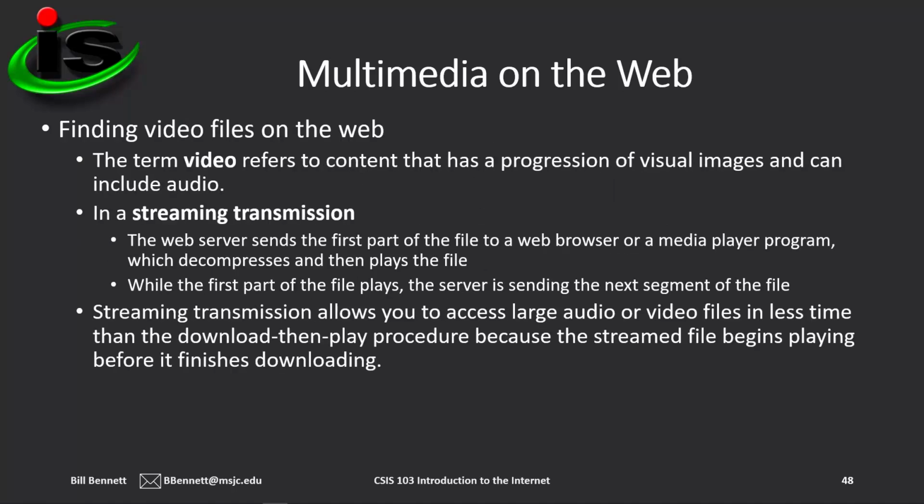Finding video files on the web. The term video refers to content that has a progression of visual images and can include audio. In streaming transmission, the web server sends the first part of the file to a web browser or a media player program, which decompresses and then plays the file. While the first part of the file plays, the server is sending the next segment of the file to the browser or the media player. Streaming transmission allows you to access large audio or video files in less time than the download then play procedure, because the streamed file begins playing before it's finished downloading.